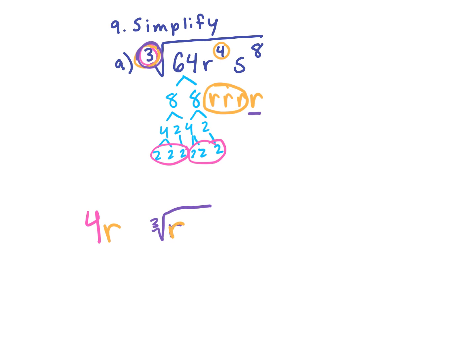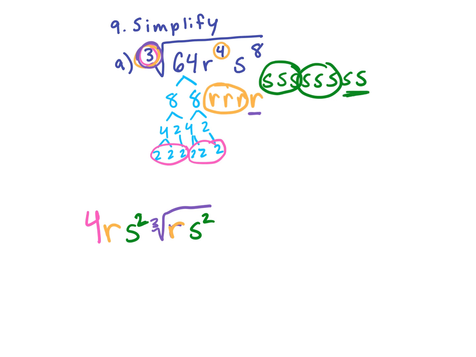Now let's do the same thing with the s's. How many s's do I have inside? 8. 1, 2, 3, 4, 5, 6, 7, 8. How many of a kind am I circling? 3. So how many come to the outside? 2 of them. S squared comes out. How many stay on the inside? 2. So s squared stays on the inside because 2 did not get circled. And that would be our answer.